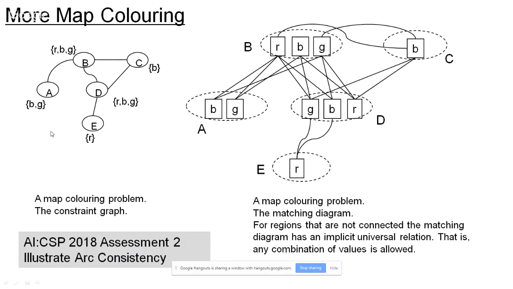Okay, so what is on the left hand side? You see the constraint graph, and you can see that the five variables have the allowable colors given to them. On the right hand side, you can see the matching diagram for the same constraint satisfaction problem. Okay, and we want to illustrate arc consistency.